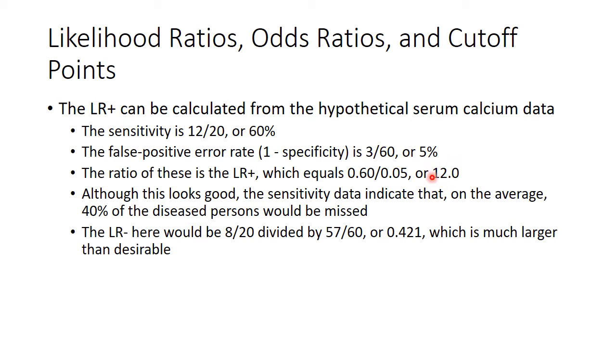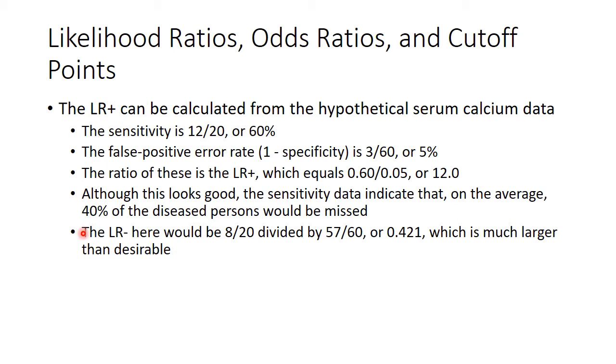Right, so again, this is a useful number to try to compare different tests together. You think 12 is pretty good, it's a lot larger than 1, but still remember that the sensitivity of this test was no great shakes to begin with, because we were incorrectly identifying 40% of those individuals as not having the disease when they actually did. Right, so it's not a great performing test from that standpoint.